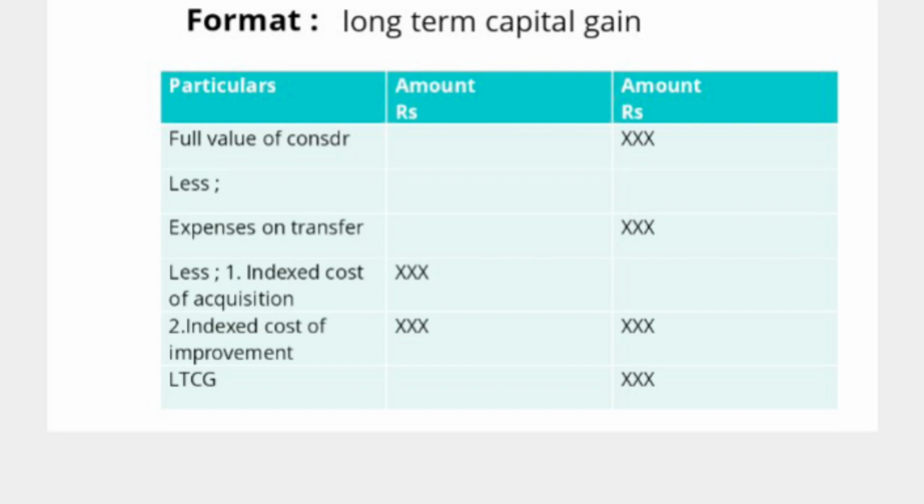And indexed cost of improvement, the same: the improvement cost into the inflation cost. You need to multiply the inflation cost and you will get the total answer. From that, you need to less indexed cost of acquisition and indexed cost of improvement. You deduct this from net consideration and you will get the long term capital gain.